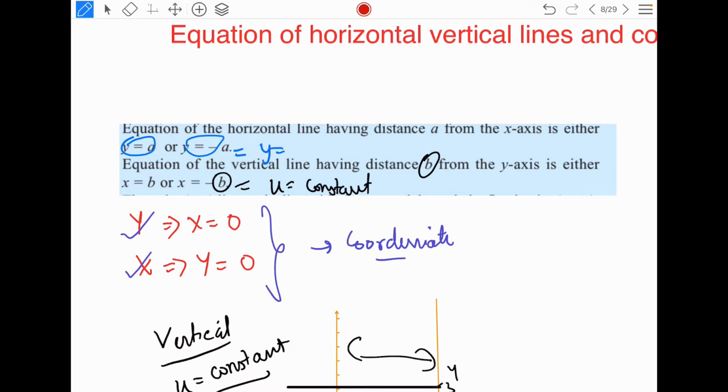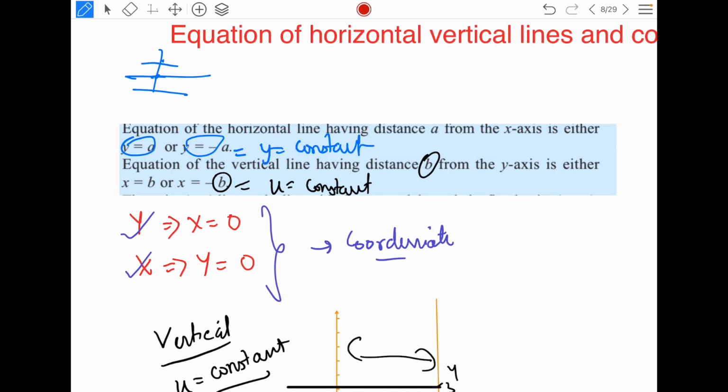Simply speaking, y is equal to constant. If the line has to be parallel to your x-axis, that means it has to be a horizontal line, so your y has to be a constant. If it is parallel and below, then y is equal to minus a. If it is above, y is equal to a. Okay, simply speaking, in the Cartesian plane.